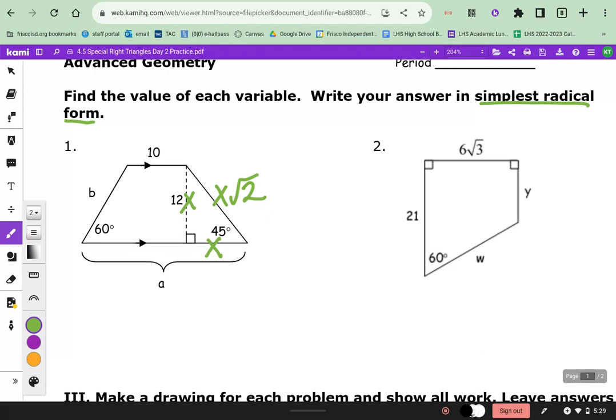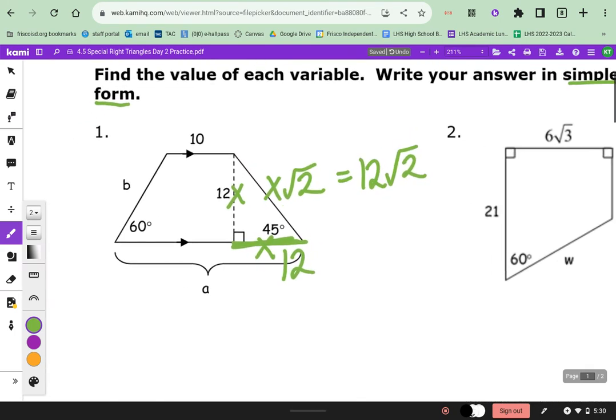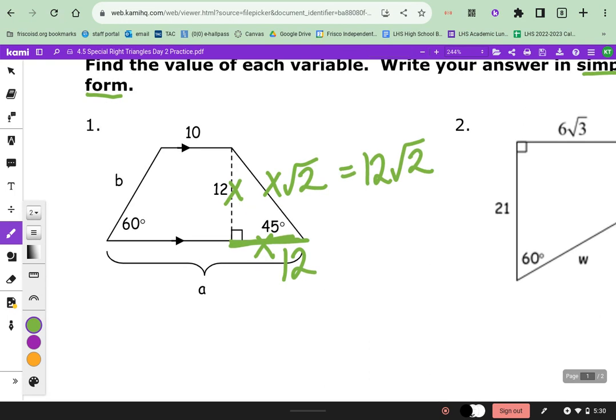So that means that the bottom of this triangle right here, this bottom piece, is also 12 because that's also x. And the side length is 12 root 2. So that's B because this trapezoid is not symmetric. Well, hang on. Sorry, I'm thinking out loud while I'm working this through with you. Okay, so that side length is 12.